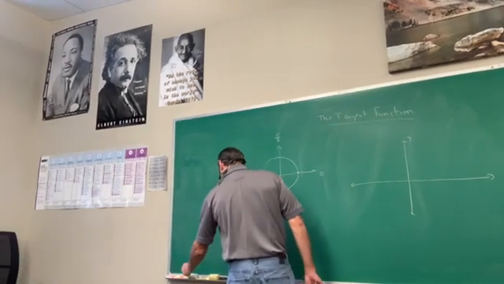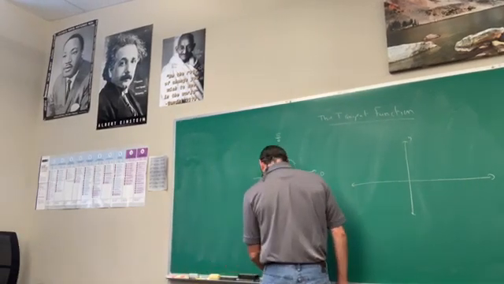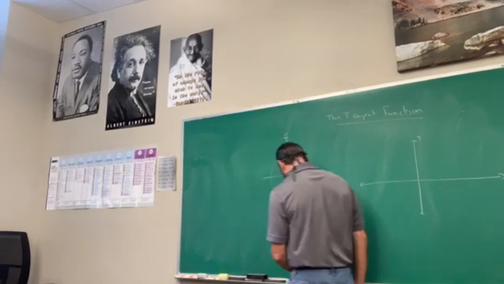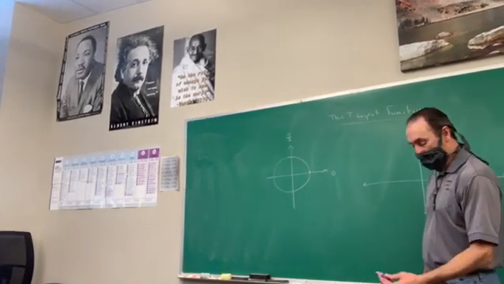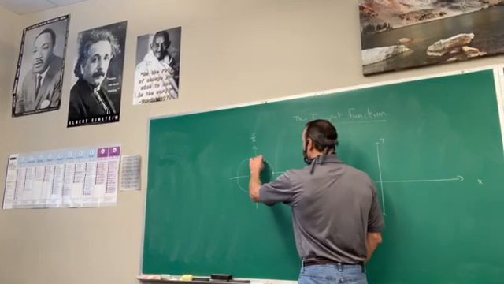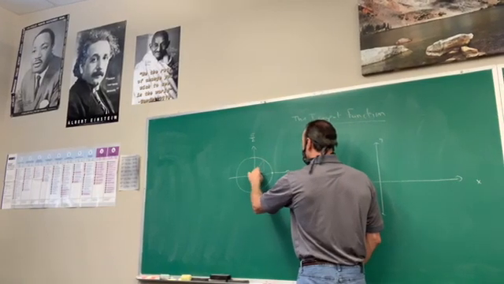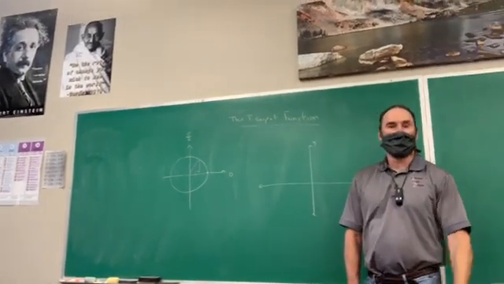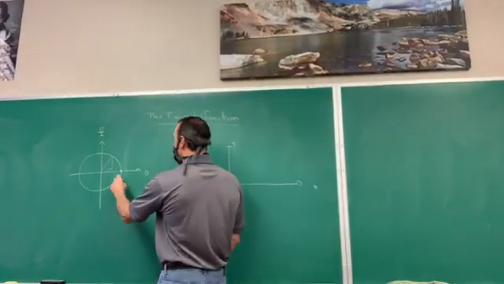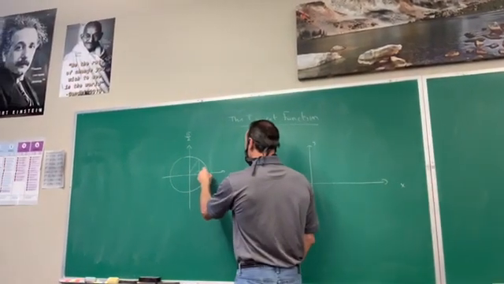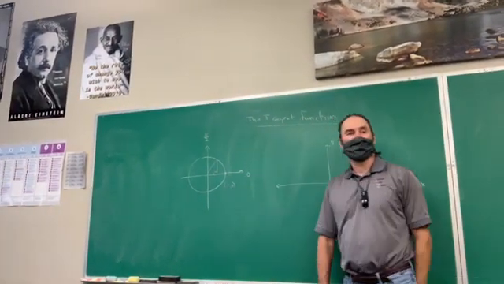Let me get some different colors here that I can use. So we know that if you look at any right triangle there on the unit circle, we have said that, let me make sure that's a unit circle, so that point there is (1, 0).